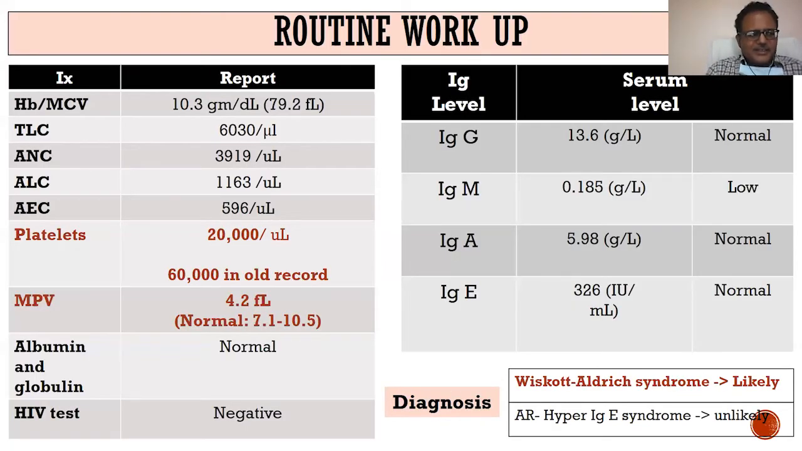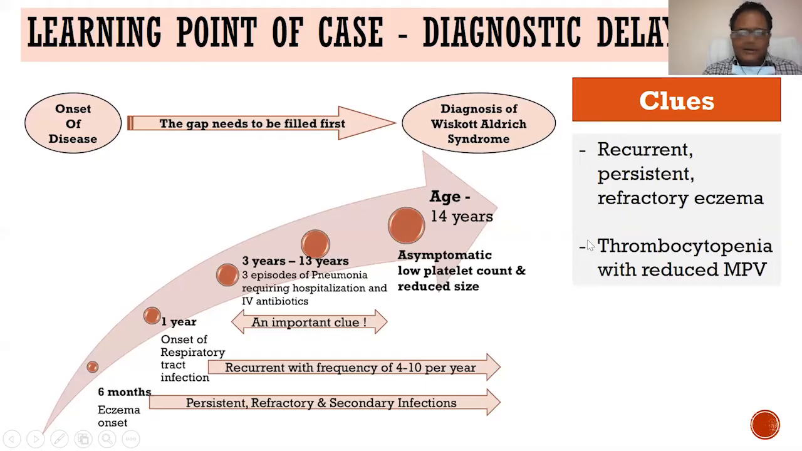He had a low platelet count, and mean platelet volume was also low. Hemoglobin, although low, and otherwise other things were non-contributory. And the immunoglobulin levels were normal. So the diagnosis was fairly simple with just moderately advanced investigation. We were able to diagnose this as a case of Wiskott-Aldrich syndrome.